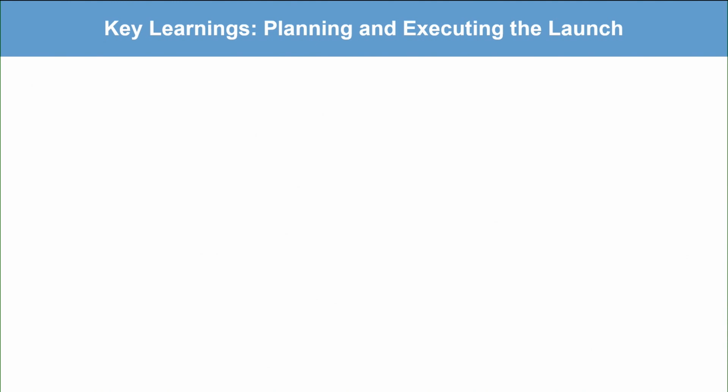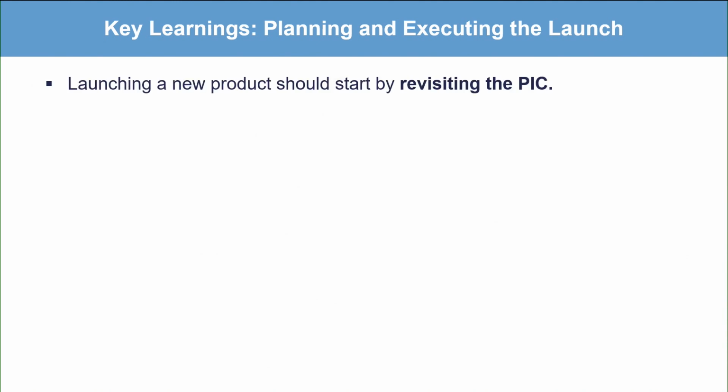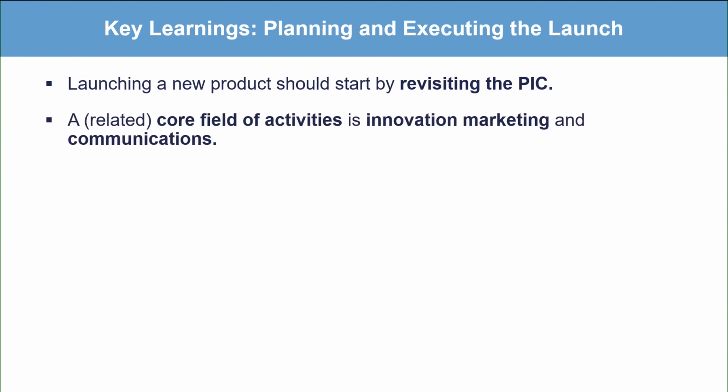So some of the key learnings in planning and executing the launch is really that launching a new product should start by revisiting the product innovation charter. And the activities in launch are really a field of activities that's more in innovation marketing and communications. And they supplement the technical stages like concept testing, final developments, ramp up in manufacturing that come from the innovation process team, but they're complemented by a related stream of marketing and communications activities.